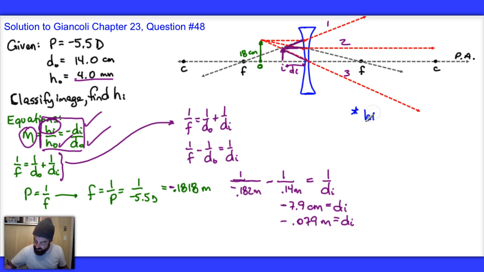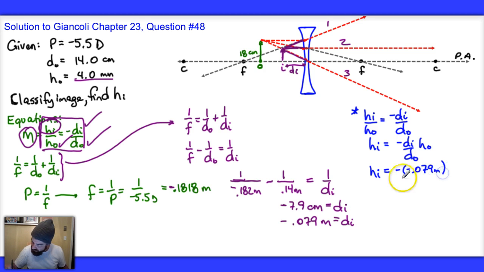I'll say that the height of the image over the height of the object is equal to negative di over do. Solving for the height of the image, it's going to be that ratio, negative di over do times the height of the object. Plugging in my numbers, for di negative 0.079, so that double negative creates a positive here in the numerator, meters, divided by the distance to the object, which was 0.14 meters. And I'm going to multiply that by the height of the object, which is 4 millimeters, or 0.004 meters.